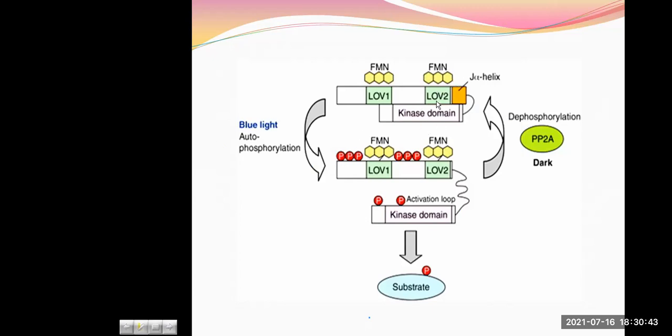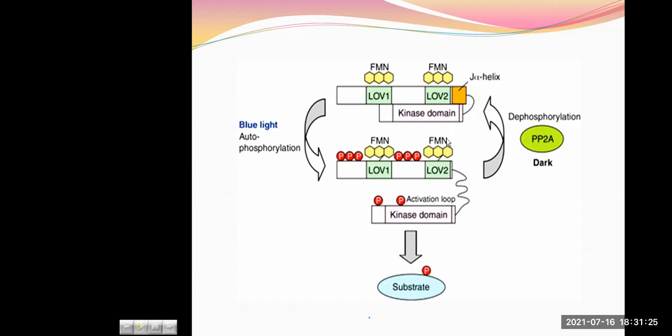If we look at this diagram, this is the LOV1 domain, and this is FMN, flavin mononucleotide, attached to the LOV2 domain. This is the J alpha helix, and this kinase domain is folded on it, and blue light falls on this phototropin. What happens? Autophosphorylation occurs. These three P's, this is the autophosphorylation here. FMN becomes attached covalently to the LOV domain. This line here shows attachment of FMN to the LOV domain.